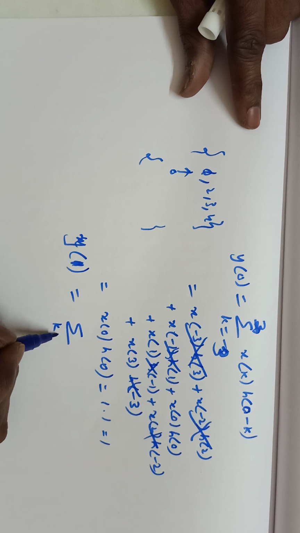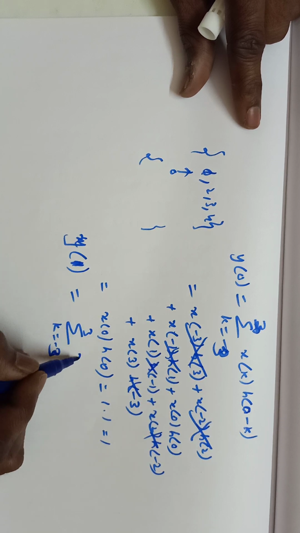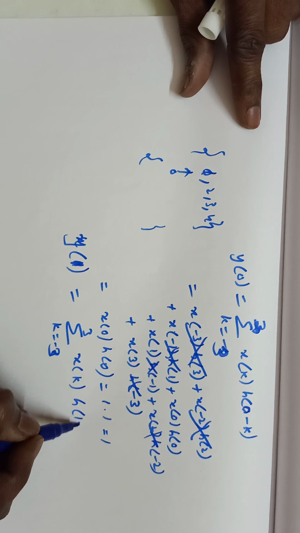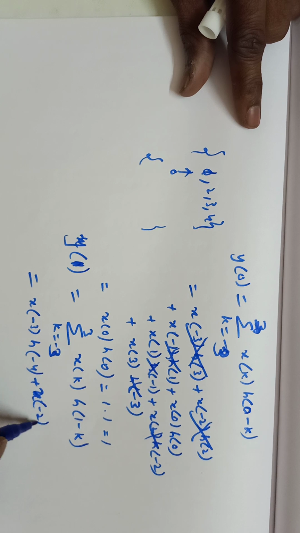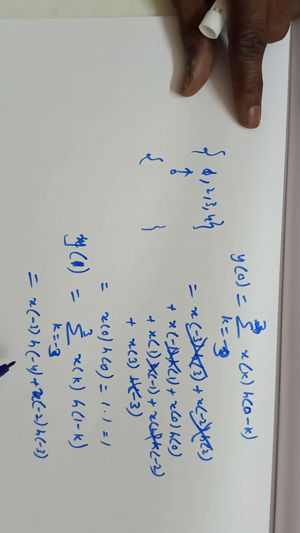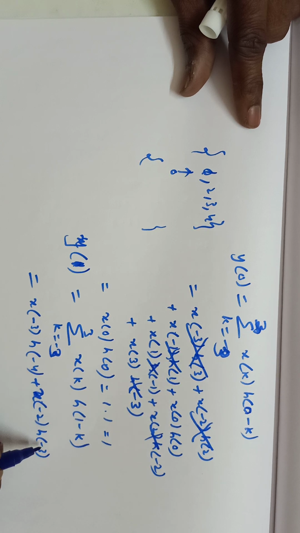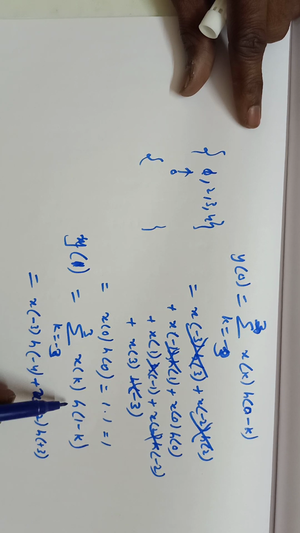Similarly, you substitute n is equal to 1 in y of n. Then the formula will become the sum over k equal to minus 3 to plus 3 of x of k into h of 1 minus k. Now you vary the k value from minus 3 to plus 3. x of minus 3 into h of 1 minus k, that is 4, plus x of minus 2 into h of 3. When you substitute minus 2, 1 minus of minus 2 is plus 3. So here 1 minus of minus 3 is plus 4.